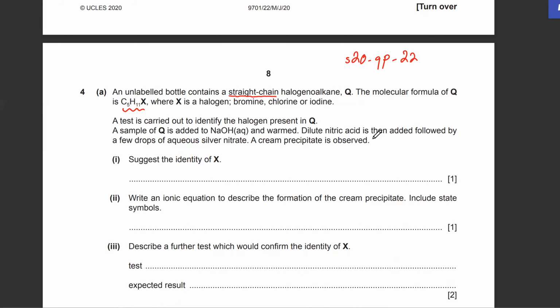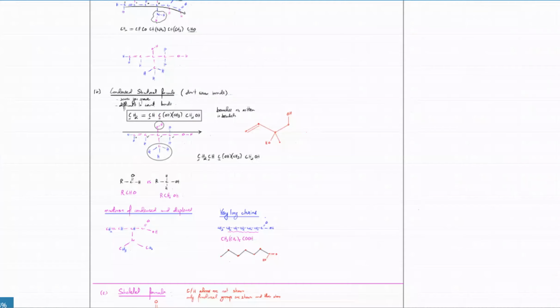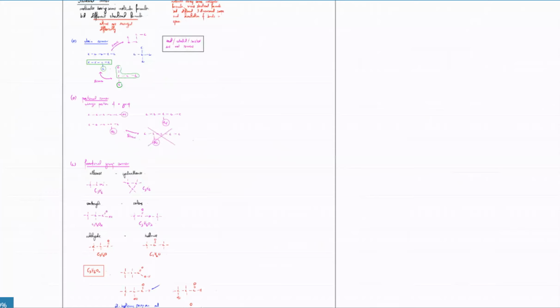So the first thing is, when do you get a cream precipitate? Q was added to NaOH and warmed, and dilute nitric acid is then added. Iodine. A cream precipitate is not iodine, it's actually bromine. I'm sure we probably did this in halogenoalkanes. Just a second. If we haven't, I'll just add it.